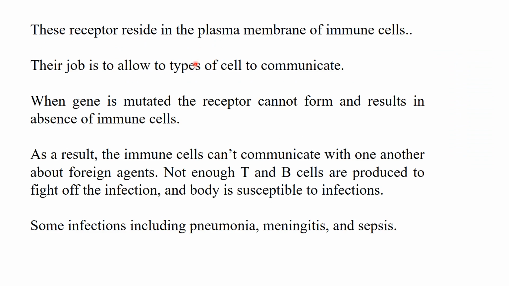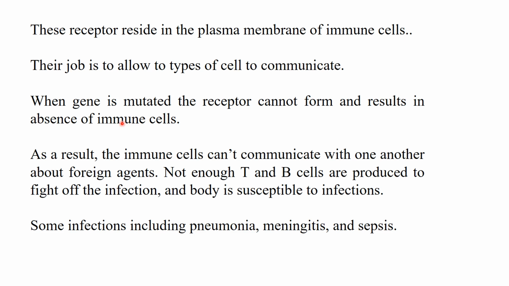These receptors reside on the plasma membrane of immune cells. Immune cells की plasma membrane पे मौजूद होंगे ये receptors. Their job is to allow the two types of cell to communicate. चूंकि immune cells को communicate करने के लिए signal की जरूरत होती है और signals हमेशा जो receptors हैं वो receive करते हैं और फिर internally signal pass होते हैं. If there is no receptors, then there is no signals. There is no communication. When the gene is mutated, the receptor cannot form and results in absence of immune cells.